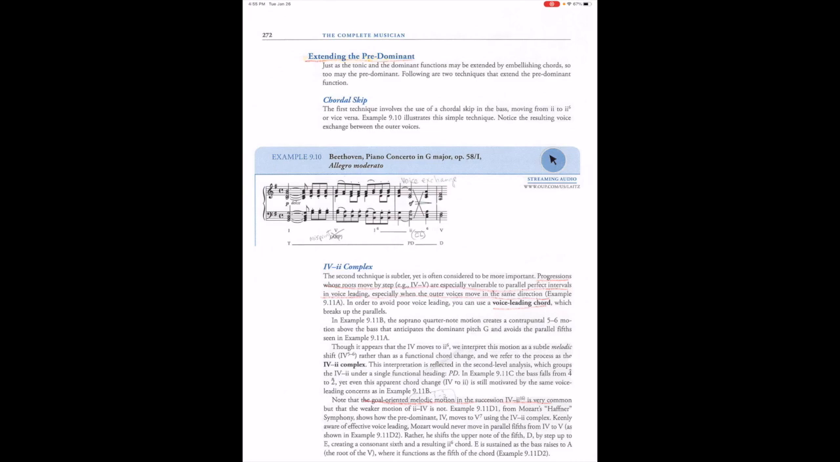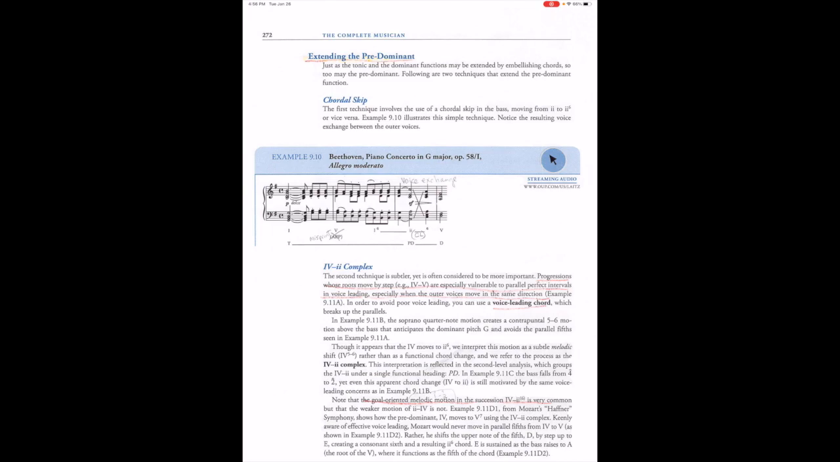Now, let's move on to the thing called the 4-2 complex. The second technique is more subtle, yet it is often considered to be more important. Progressions whose roots move by step, that is between 4 and 5, are especially vulnerable to parallel perfect intervals with the voice leading, especially when the outer voices are moving in the same direction. That's why we were telling you in the previous discussion, move by contrary motion, because if you move by parallel motion, you're going to have parallels everywhere.